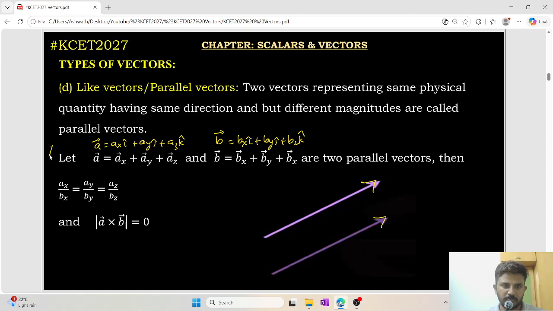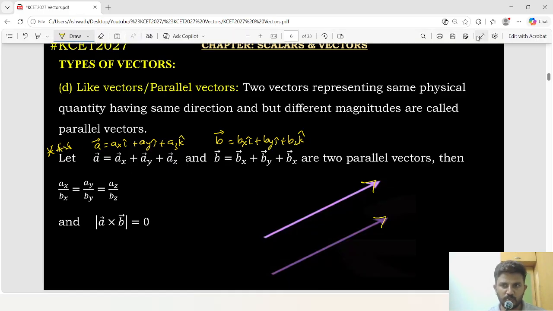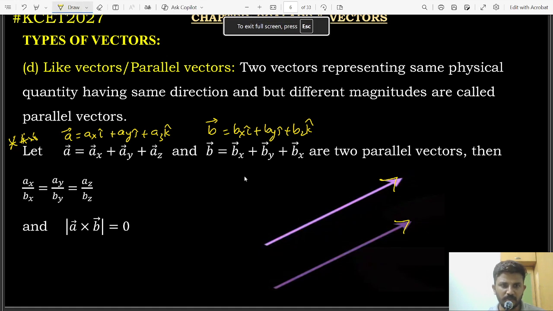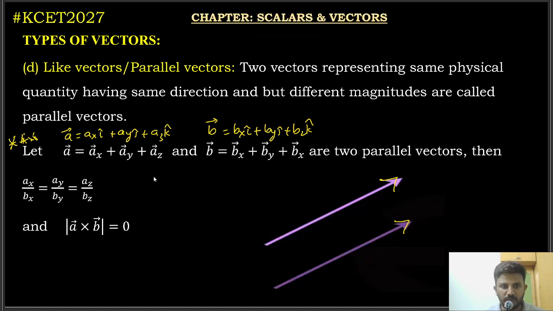Now based on this, we can expect a competitive level question. They will give you two vectors like this, and they will tell that these two are parallel vectors. Now, how to find the values of ax, ay, az and bx, by, bz? They will give 5 values and ask you to find out the 6th value. So just take the ratio: ax by bx is equal to ay by by, that is equal to az by bz. That gives you the hint to solve for the required data. This is very important for competitive exams.